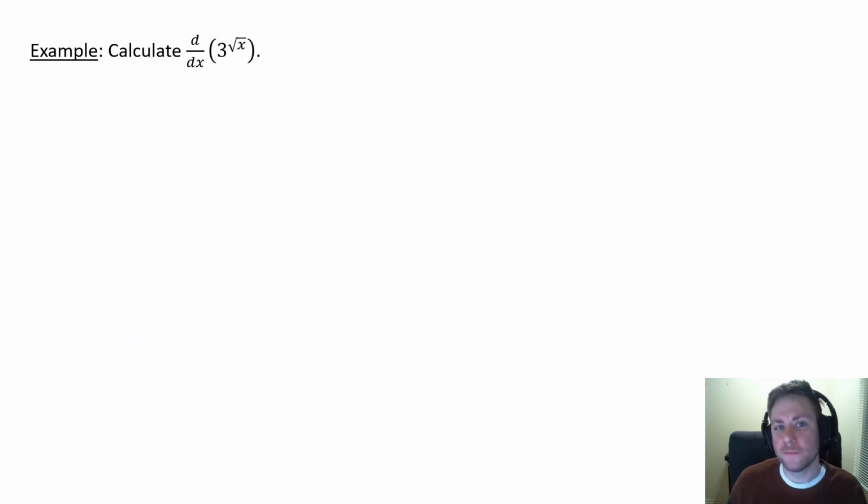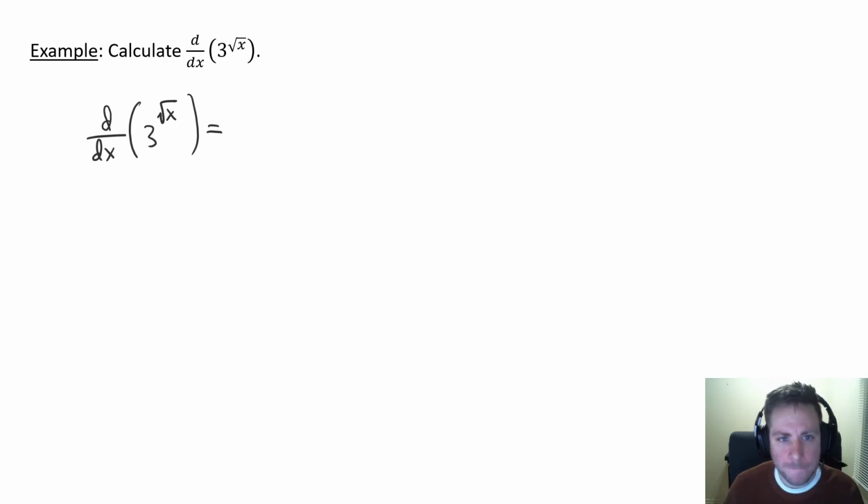Let's try putting these formulas into practice. So see if you can calculate this derivative on your own, and when you're ready, let's look at the answer. Here we want to differentiate 3 to the power of something. We know the derivative of 3 to the x would be 3 to the x ln 3, so the derivative of 3 to the something would be 3 to the something ln 3.